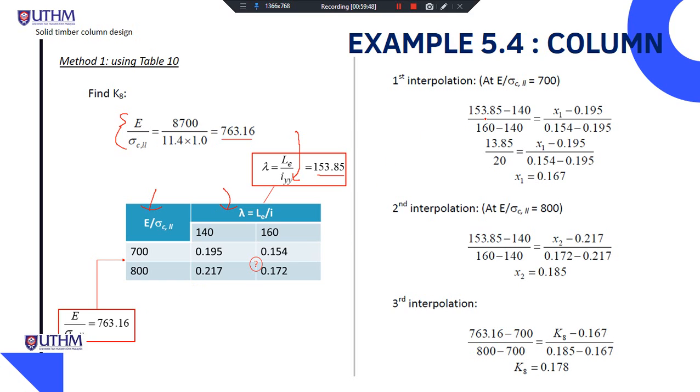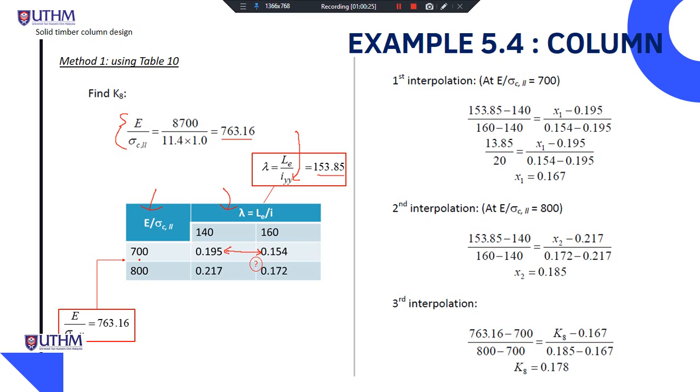So the first interpolation is at this column. We want to know how much value is between here and here. For the first interpolation, we want to get the value in between 0.195 and also 0.154. So we take out this value.